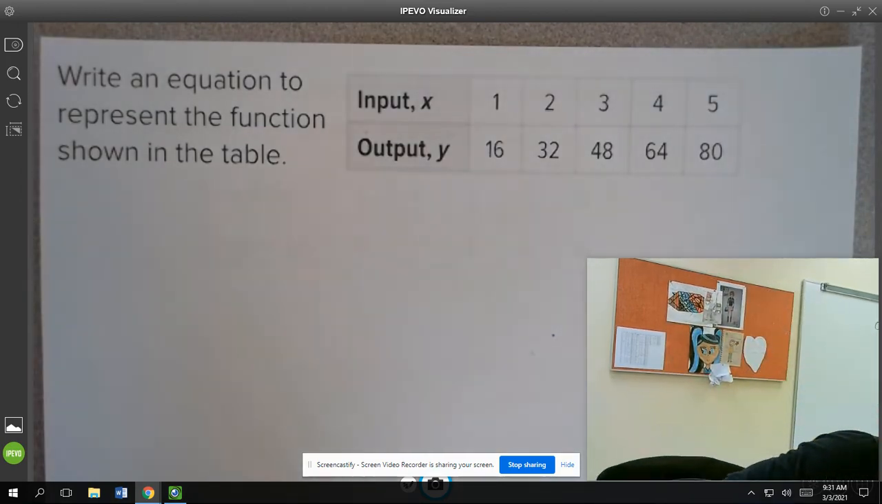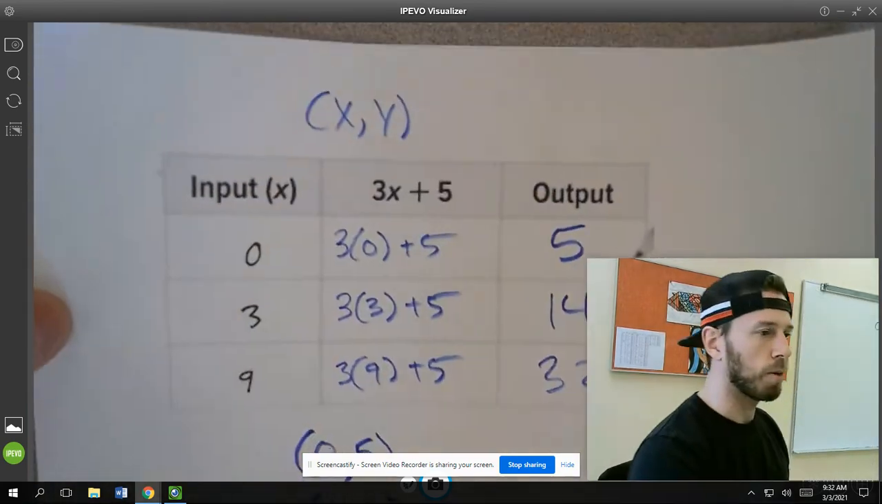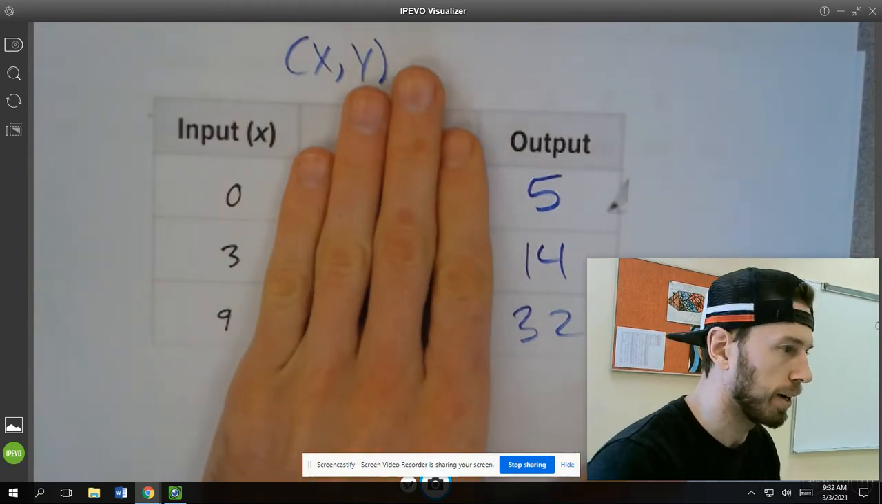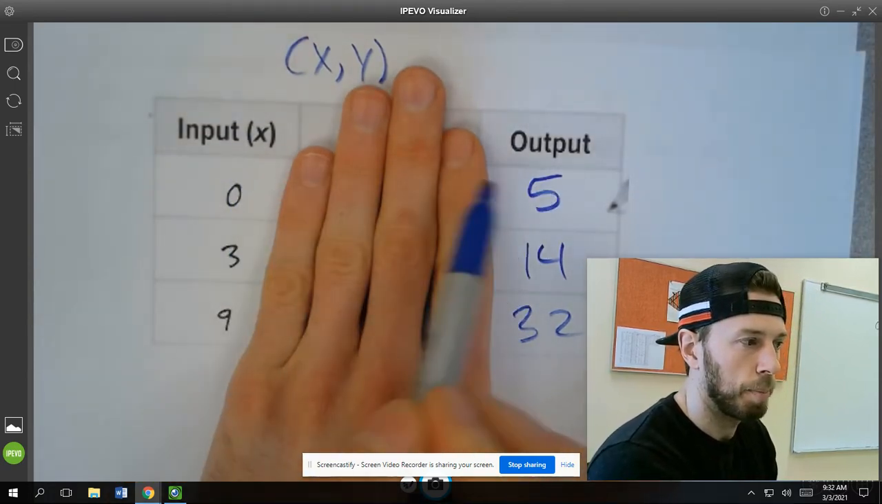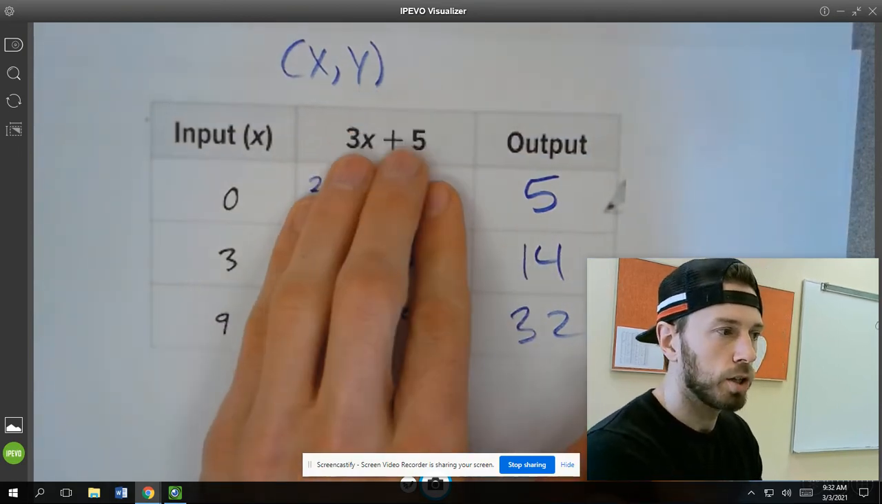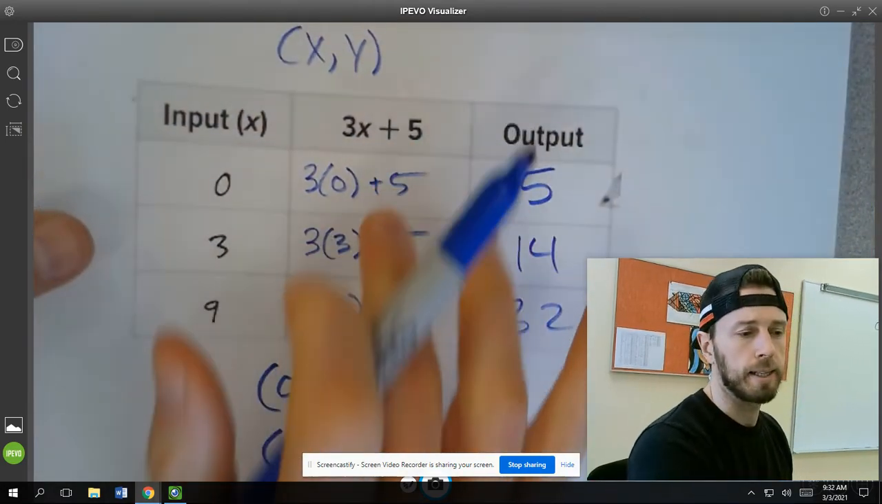So for example, let's go back to this page right here. It would almost be like if I covered up the middle part here and said, okay, well, the input 0, the output's 5, the input's 3, and the output's 14, the input's 9, and the output's 32. Could you tell me that that was the rule, 3x plus 5? Well, I'm not going to make it that complicated.